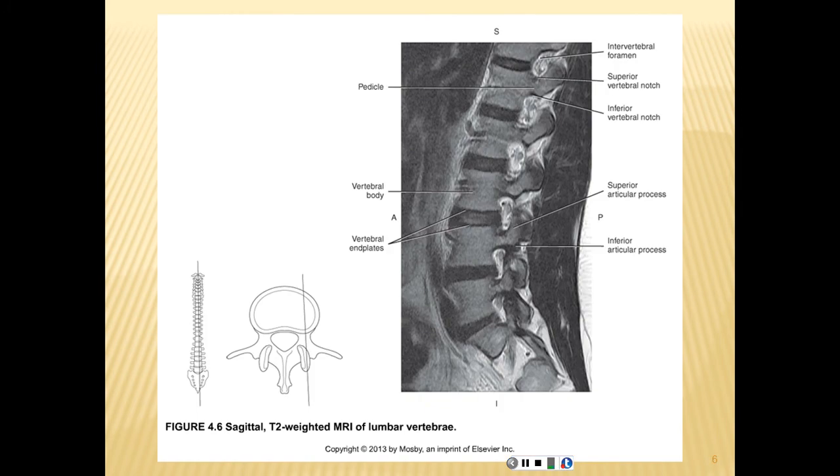This image is also on page 175, and this is sectional anatomy. We're getting into sectional anatomy here in the MRI, a T2 weighted MRI of the lumbar vertebra. How do you know it's T2 weighted? The fluid is showing up bright here.